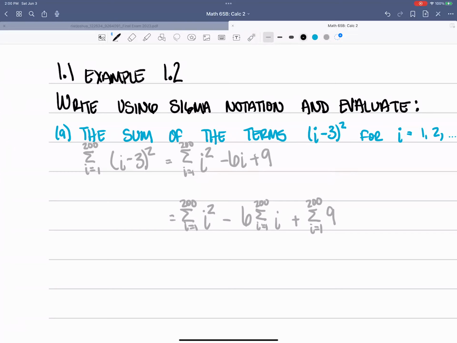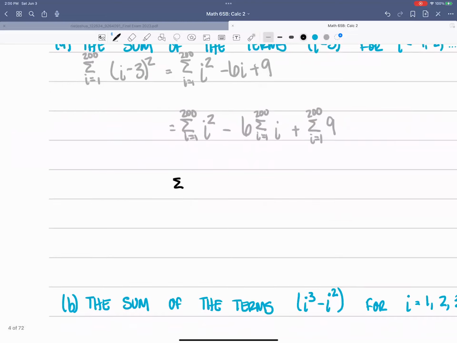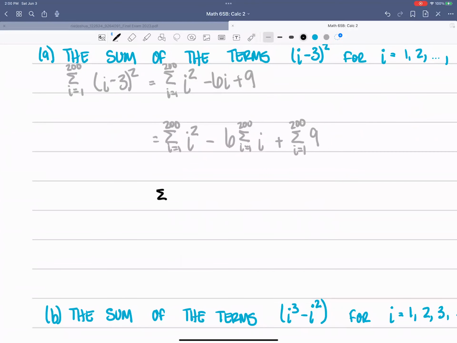So here on this one, we have the sum. These are going to be definitions here. The sum as i goes from 1 to n of i squared is equal to n times (n plus 1) times (2n plus 1) all over 6.